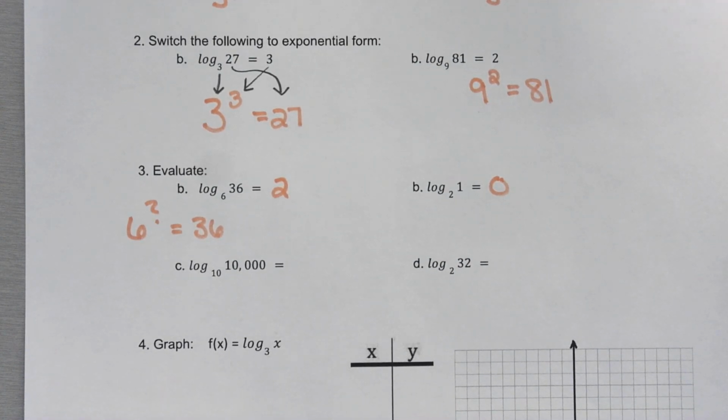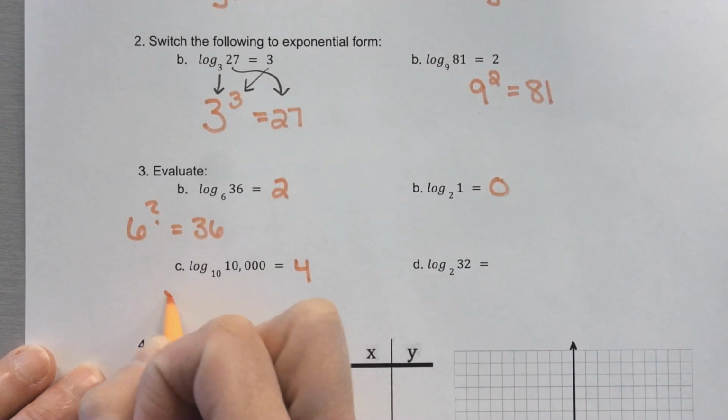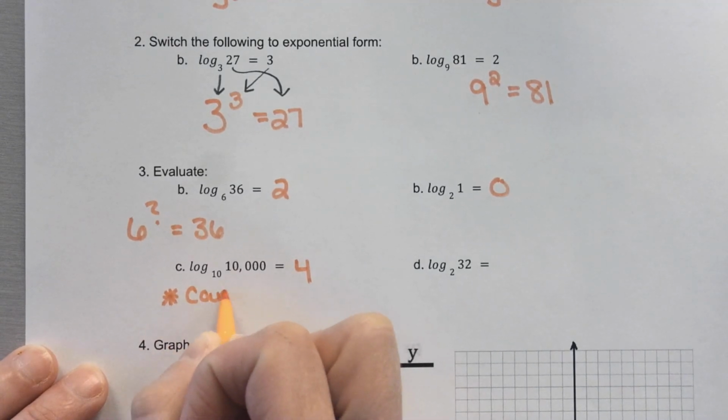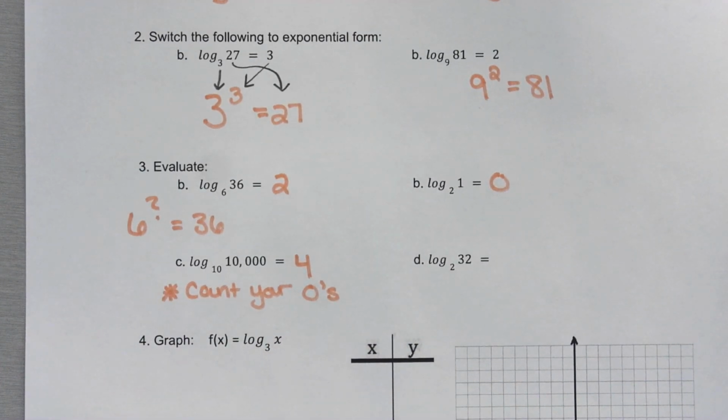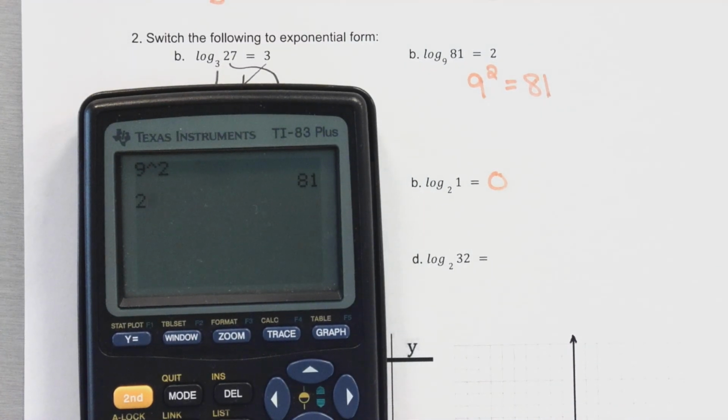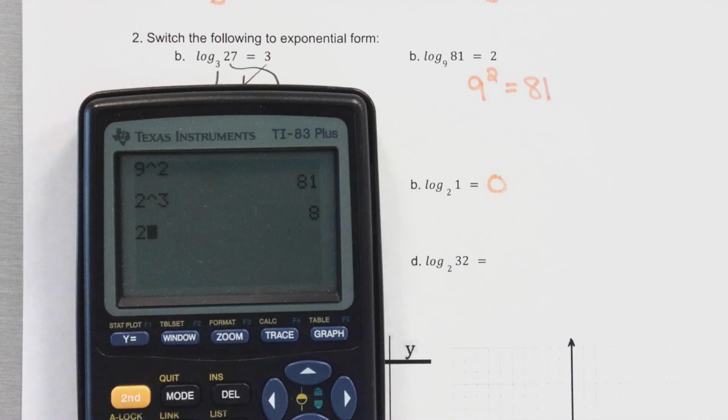Part C, 10 to what power is 10,000? Yeah, count your zeros, and that could be a note you write yourself. If your base is 10 and you've got a bunch of zeros in the value you're trying to get to, counting the zeros is the way. This is the same one from the Kahoot. 2 to what power is 32? I heard 3. I'm going to try 3 first and see if it's right. Nope, not big enough. Olga said 5. Let's try 5. Does 5 work?